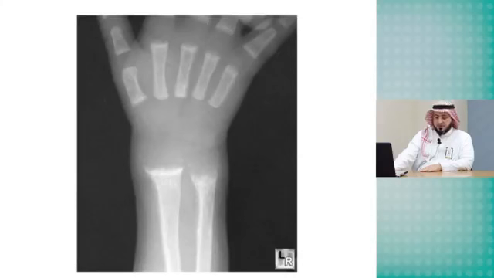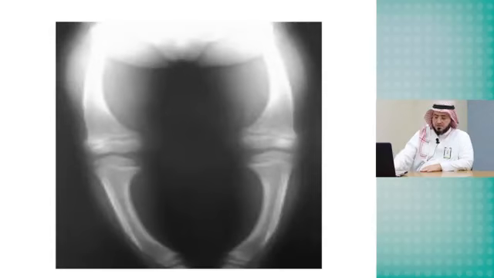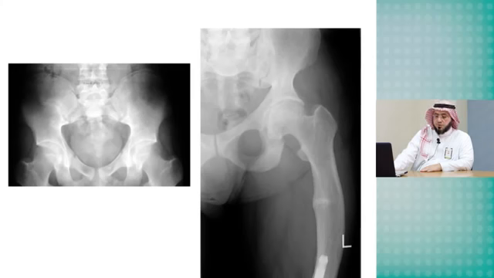This is very clearly seen: widening of the bone at the wrist joint. Here, very clearly seen, the bowing of the bones with widening as well. Here, the fractures. If you can see, this is a fracture, a real fracture because of rickets.